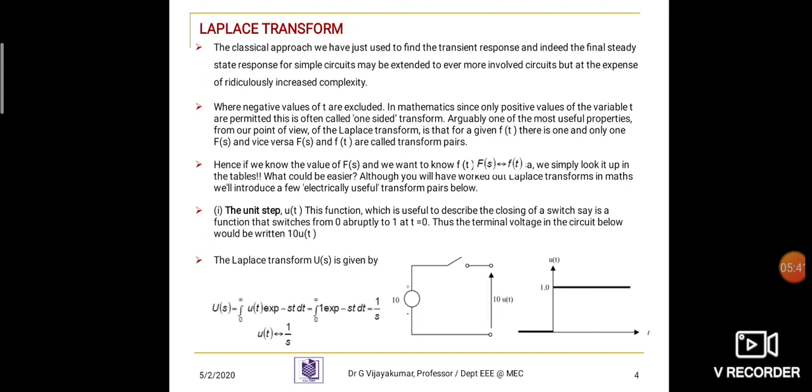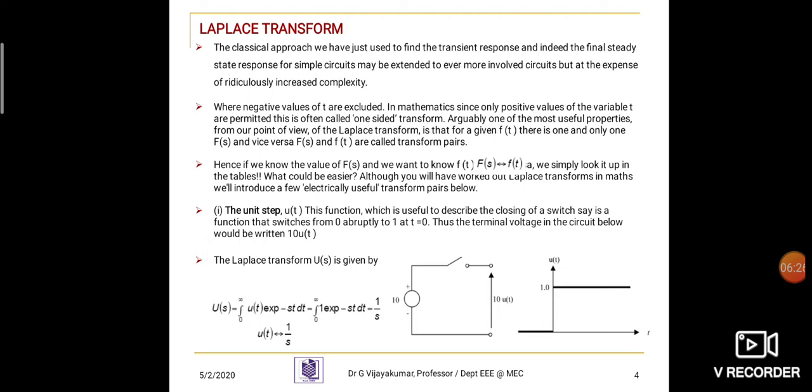First one, the unit step response, is represented as u of t. This function, which is useful to describe the closing of a switch, is a function that switches from 0 to 1 at time t equal to 0. Thus, the terminal voltage in the circuit below can be written as u of s equal to the integral from 0 to infinity of u of t exponential of minus st dt. That is simply written as 1 by s.